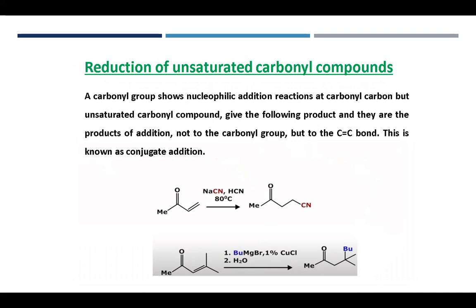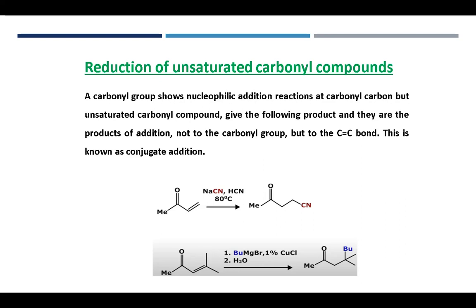Reduction of unsaturated carbonyl compounds. What happens when the reducing agents, especially hydride reducing agents, are subjected to carbonyl compounds? You are already aware that the stability of conjugated dienes is higher than the non-conjugated dienes, and this is due to delocalization of charge through resonance. Let us understand how the presence of conjugation changes the reactivity of unsaturated carbonyl compounds towards reduction by metal hydrides.